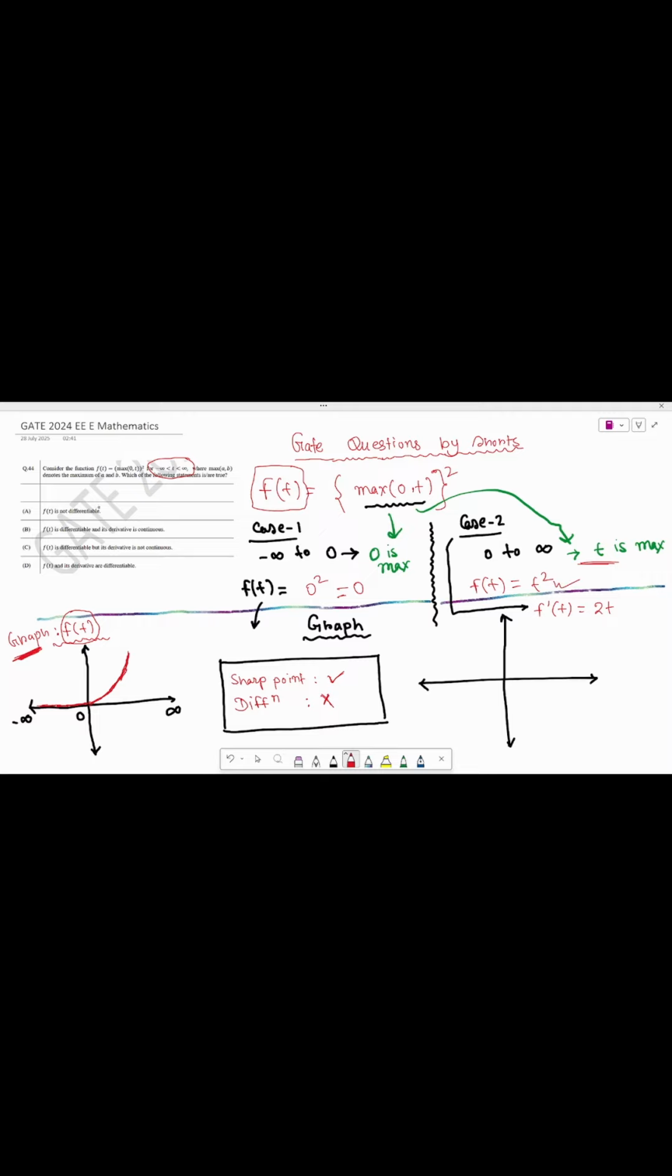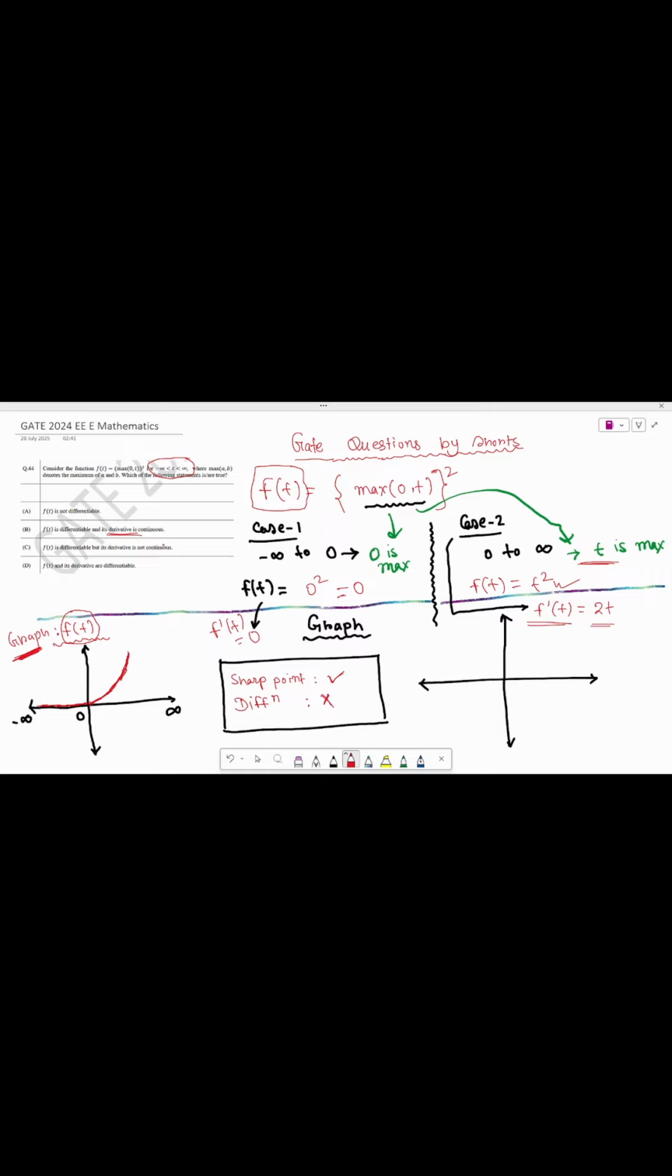Now, in our options, what are the things given? It is all about f of t, and sometimes it has been asked for its derivative. The derivative of f of t is nothing but f dash of t. So we also need to calculate f dash of t. For the first case, when our f of t was 0, f dash of t will again be 0. But in the second case, where our f of t was t squared, our f dash of t will be 2t, right?